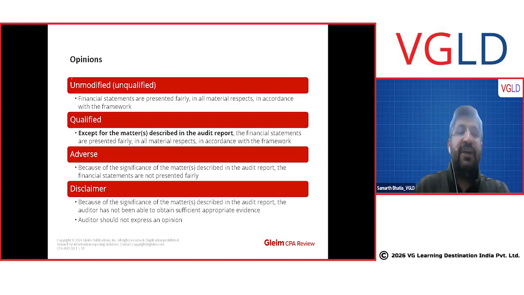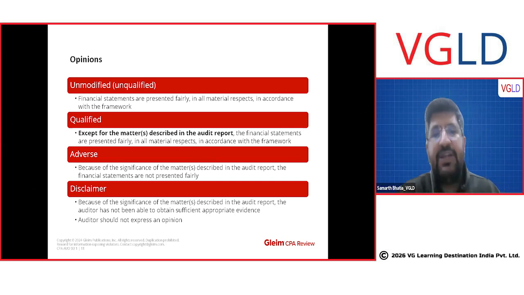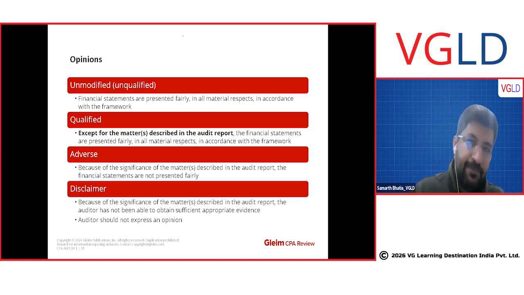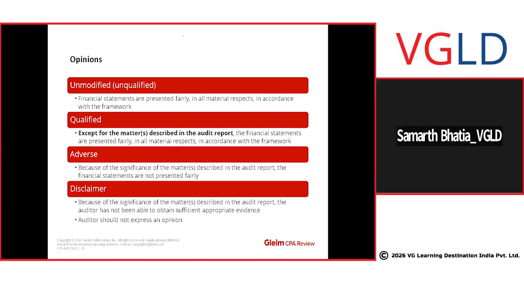So when I'm saying unmodified opinion, unmodified means no changes are required. Nothing is required to be changed. Everything is up to the mark. That is an unmodified opinion. So the financial statements are presented fairly in all material respects, and are prepared in accordance with the financial reporting framework. This is what I'm saying: the financial statements are appropriate. There is no error, no fraud, no misstatement, nothing. Financial statements are prepared according to the framework.